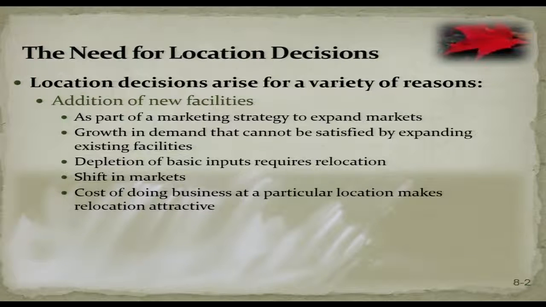And the second reason can be growth in demand. Still, we are rooted in Pembroke, but if our business is so good, we want to open a second store, a third store, just in Pembroke. There can be another reason: the depletion of basic inputs requires relocation. This is not so convenient, but think about if you have a supplier originally in Robinson County, and the supplier moves away or can't do business anymore, you need to be close to the new supplier. If you are doing manufacturing, then you have to relocate. And shifts in markets, right? You have to relocate to be closer to your customers.